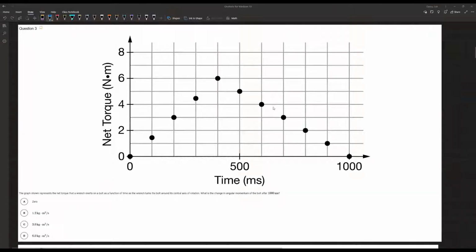We have a net torque that varies with time. The graph represents the net torque that a wrench exerts on a bolt as a function of time as the wrench turns the bolt around its central axis of rotation. What is the change in angular momentum of the bolt after 1,000 milliseconds?